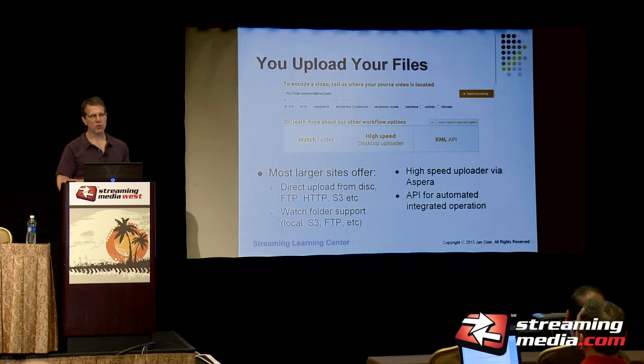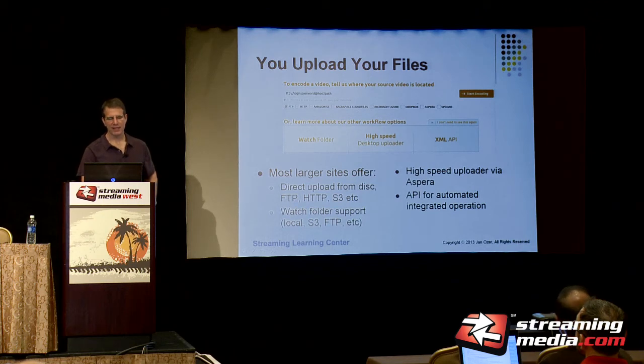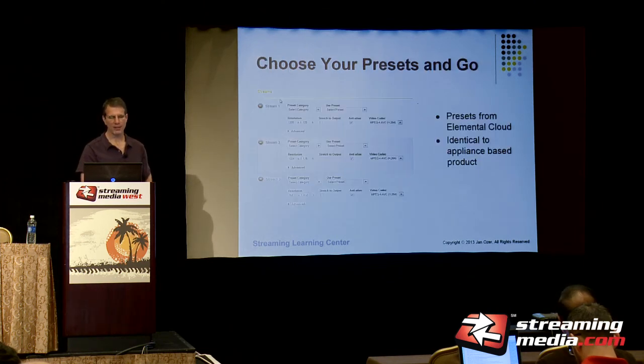And working through the typical workflow, this is the encoding.com interface. You can upload from FTP, from HTTP, from Amazon S3, Rackspace, Azure, Dropbox, Aspera, or direct upload. So you can upload these files from pretty much anywhere. And most of the big cloud encoding services offer high-speed uploading via Aspera, which is an acceleration service. And they also have an API for automated uploading.